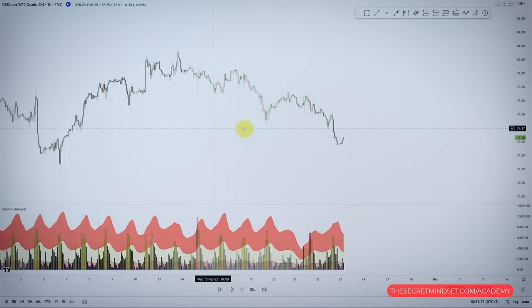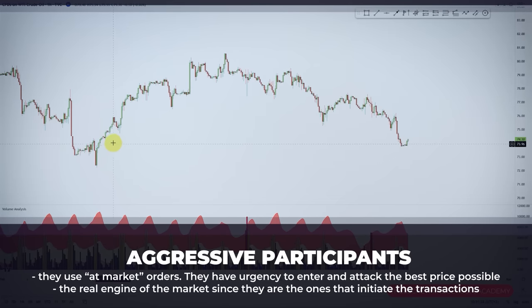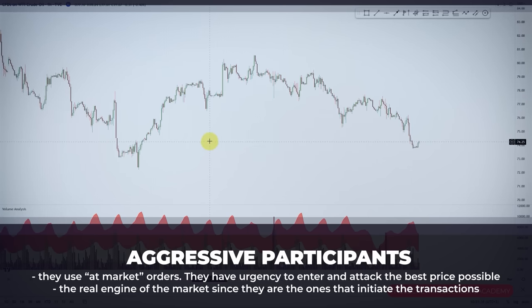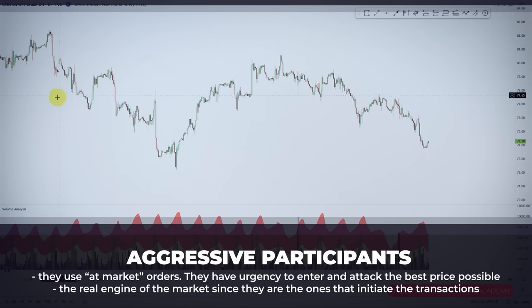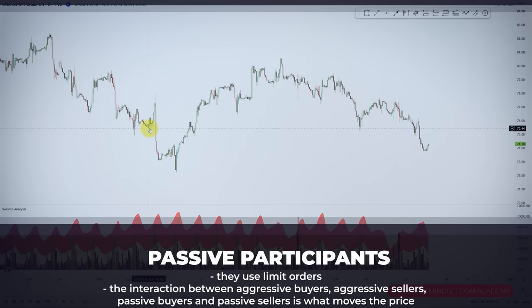Now, in any market, there are two types of participants, aggressive and passive. Aggressive traders are the ones that use at-market orders. They have urgency to enter and attack the best price possible. This type of aggressive orders represent the real engine of the market, since they are the ones that initiate the transactions. Passive traders are the ones that use limit orders.